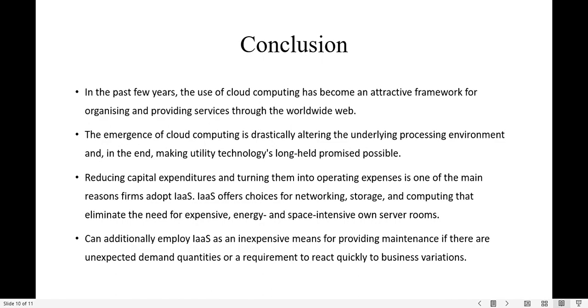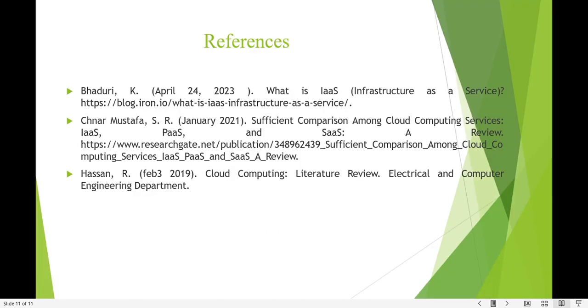Reducing capital expenditure and turning it into operating expenses is one of the main reasons for adopting infrastructure as a service. Infrastructure as a service offers choices for networking, storage, and computing, and that eliminates the need for expensive energy and space. It can additionally employ infrastructure as code as an inexpensive means of providing maintenance if there are unexpected demands on any of that.